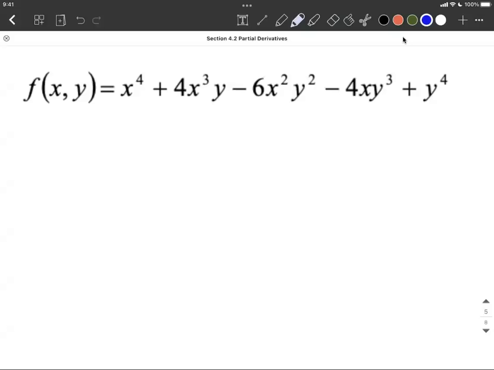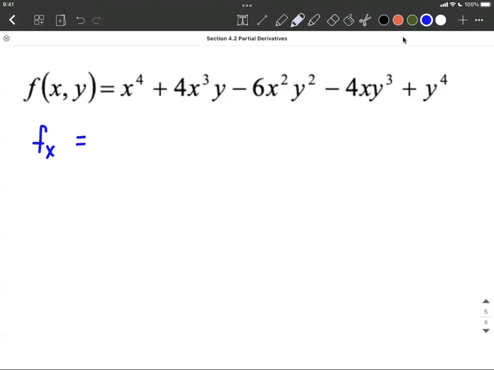All right, partial derivatives. We've got kind of a doozy of a problem here. Hopefully it won't be that bad though. Let's find the partial derivative with respect to x. So as we're doing this, remember we treat x as though it's our only variable. Any other letters, any y's in this case, we're going to treat those as though they're numbers or constants.